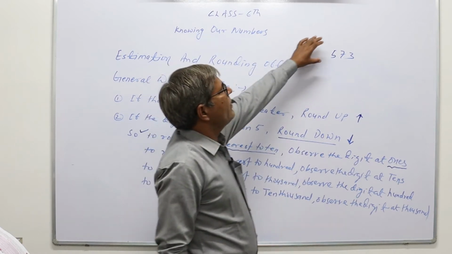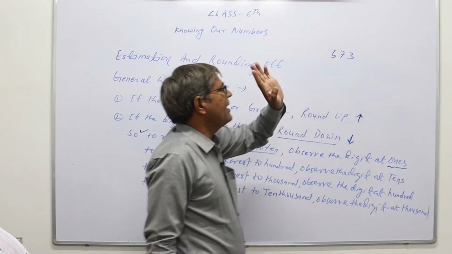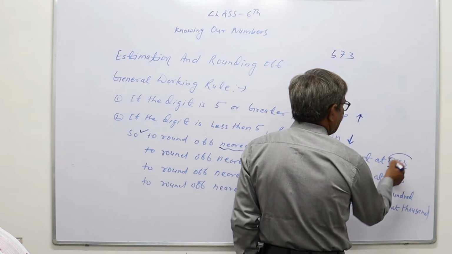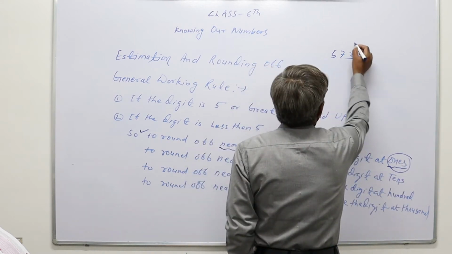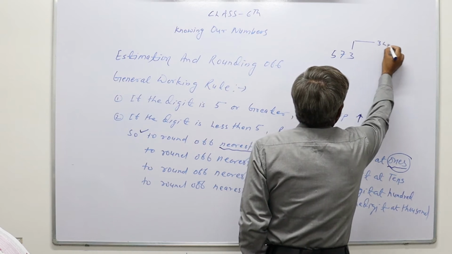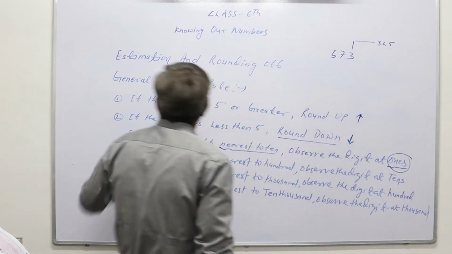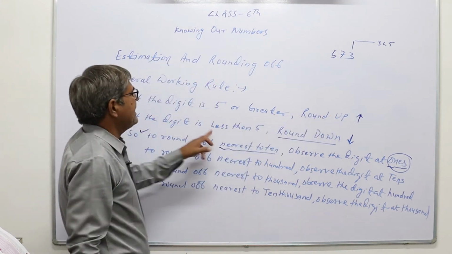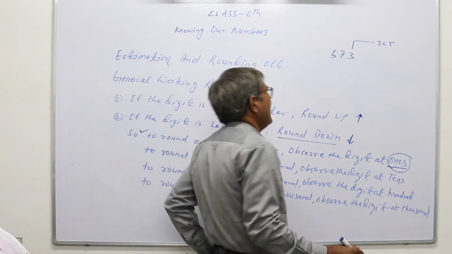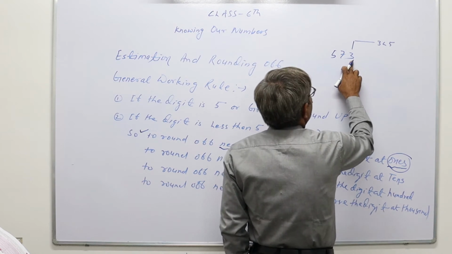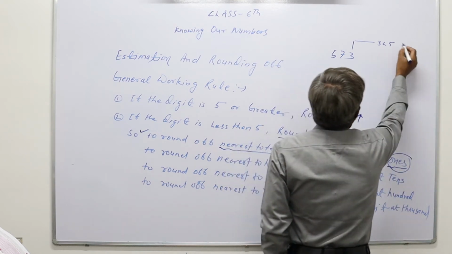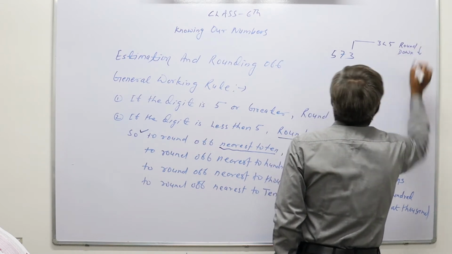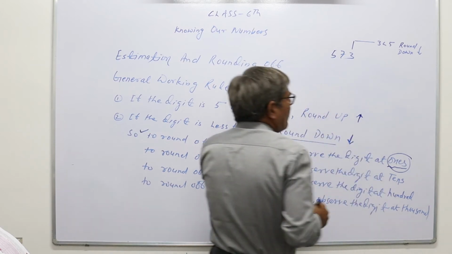So, if we have to round off 573 to the nearest 10, which digit will we observe? The ones digit. What is the ones digit? The ones digit is 3, and 3 is less than 5. If the digit is 5 or greater, round up, and if the digit is less than 5, round down. So, here the ones digit is 3 and 3 is less than 5. So, we will round down.